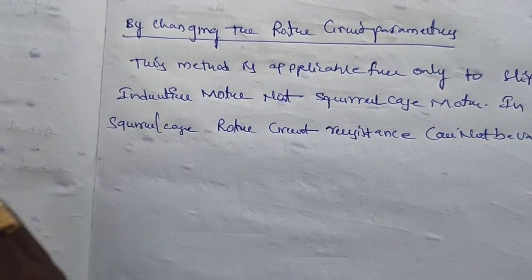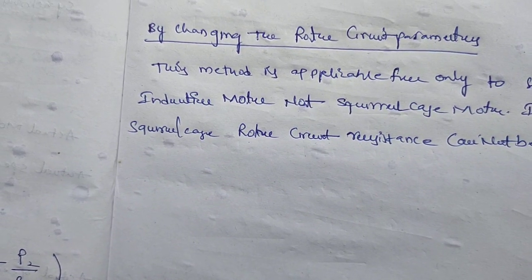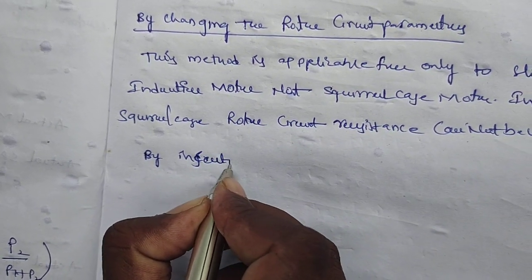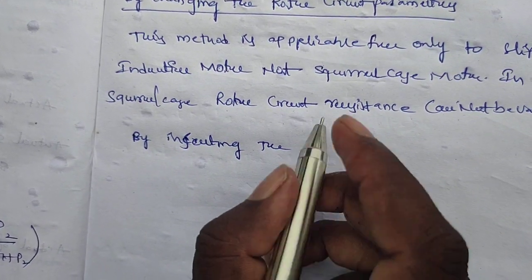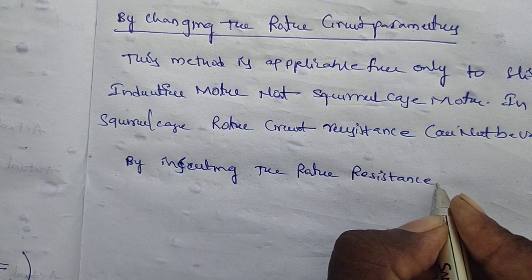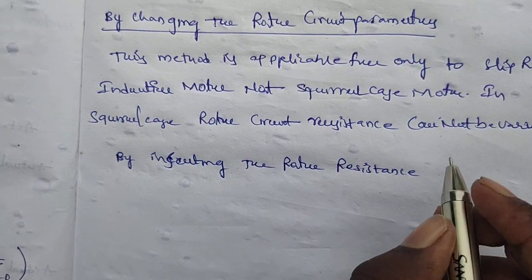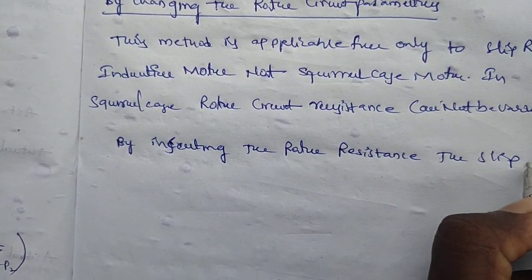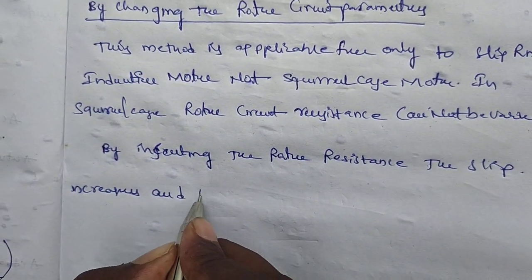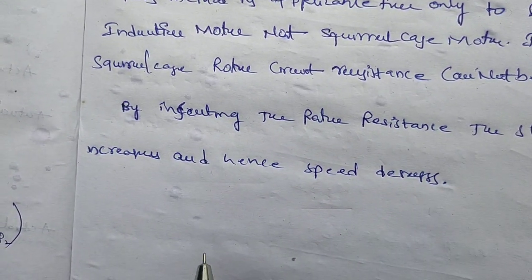By injecting the rotor circuit resistance, the slip increases, hence speed decreases. Injecting means adding external resistance. The slip increases, and hence the speed decreases.